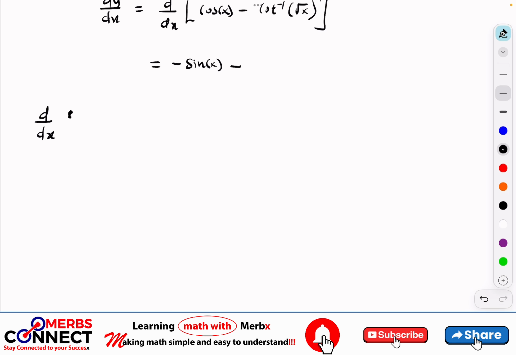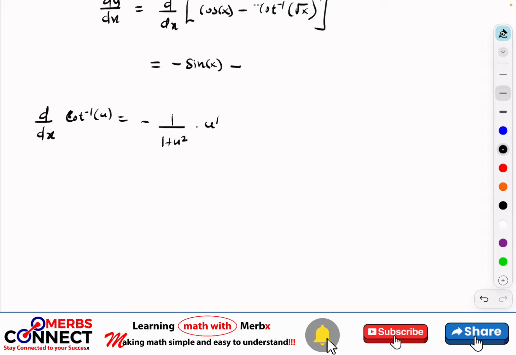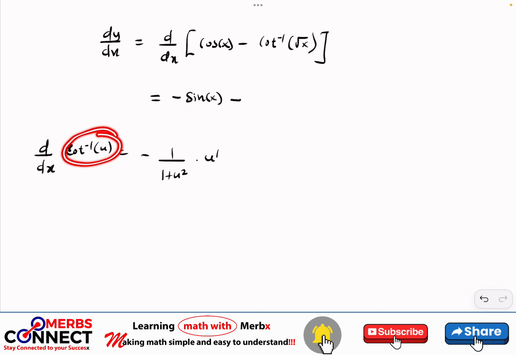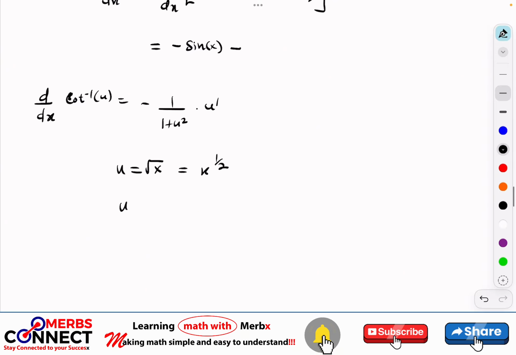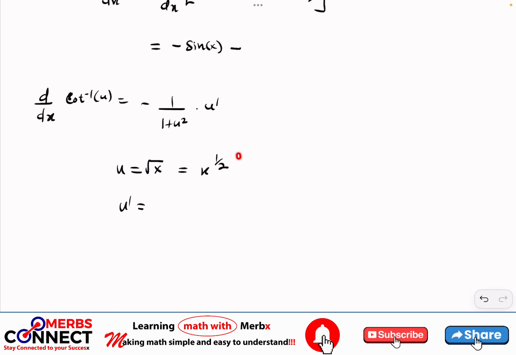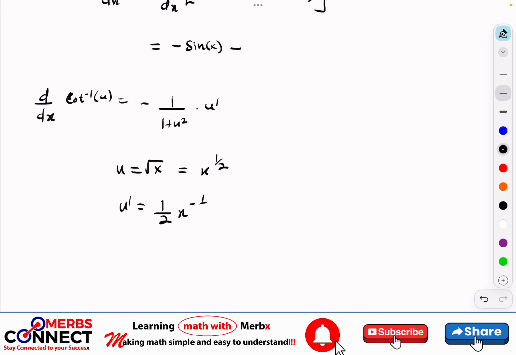So the derivative of cot inverse of u is equal to minus 1 divided by 1 plus u squared times u prime. So let's look for our u from this. That is the square root of x. Now we know that square root of x is the same as x to the power 1 over 2. This will help us to look for u prime. So u prime, using the power rule here, is going to give us 1 divided by 2 x. Then I subtract 1. So half minus 1 is minus half.